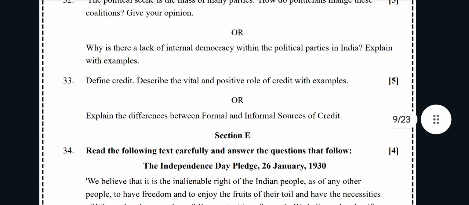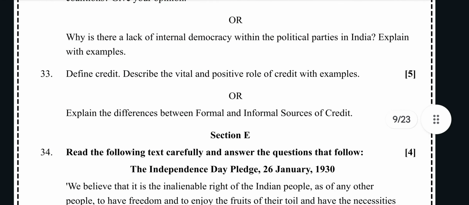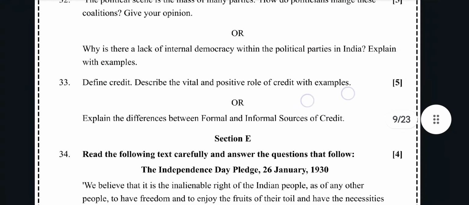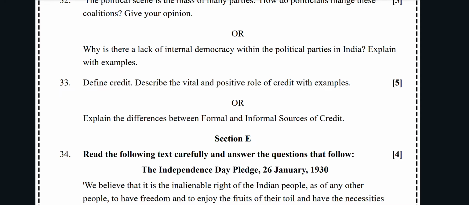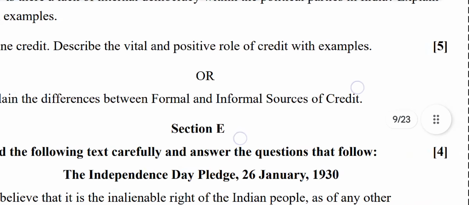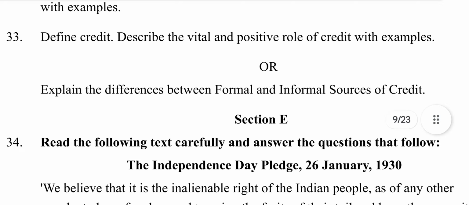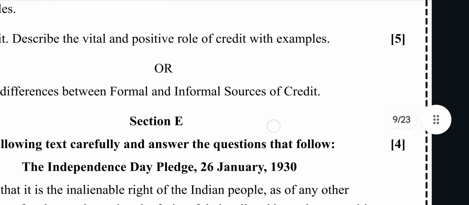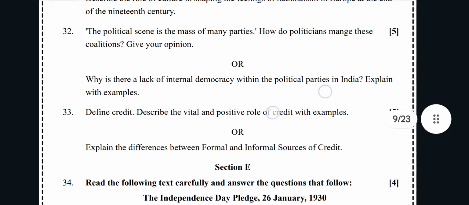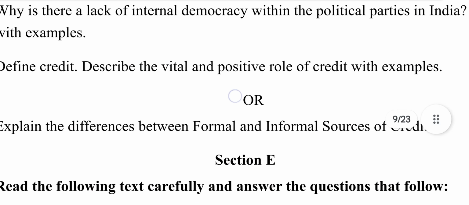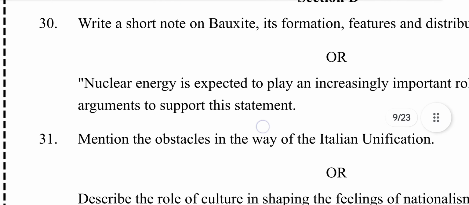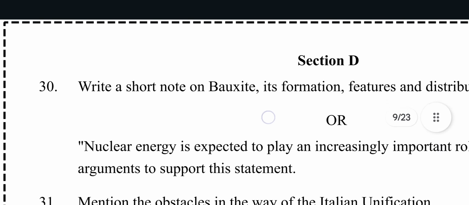Then you get question number 33. For that also you have got options. See here: define credit, describe the vital and positive roles of credit with examples. This is the economics part. In that, 2 questions are there, among which you have to select the one which is easier for you. The other one: explain the difference between formal and informal sources of credit. So here you can select which is easier for you.